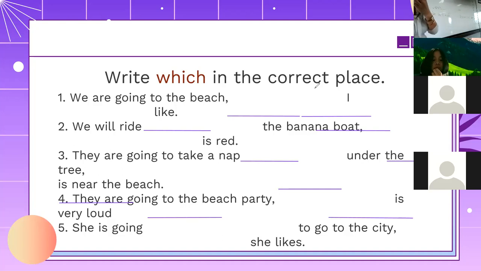Okay, so next, number five. She is blank going to the city blank she likes. So where are you going to write which? She is going which to the city, or she is going to the city which she likes. First or second? Second blank. So she is going to the city which she likes. Did you understand? Okay, very good.